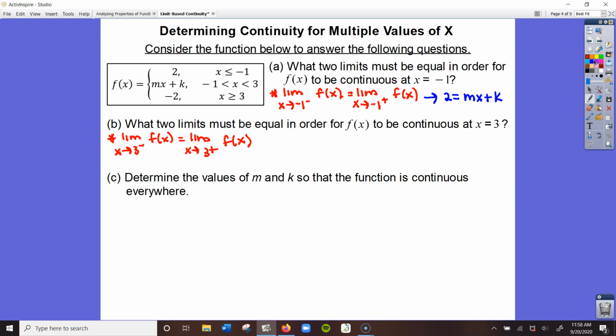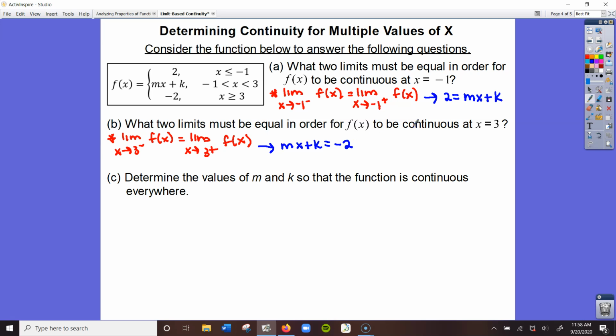And if I look at my piecewise function, I can substitute those limits with the function. The limit from the left as x is approaching 3 is here in the middle. See, it says x is less than 3. That is to the left of 3. So mx plus k, that's the left side, must equal the right side, which is when x is greater than or equal to 3. So it must equal negative 2.